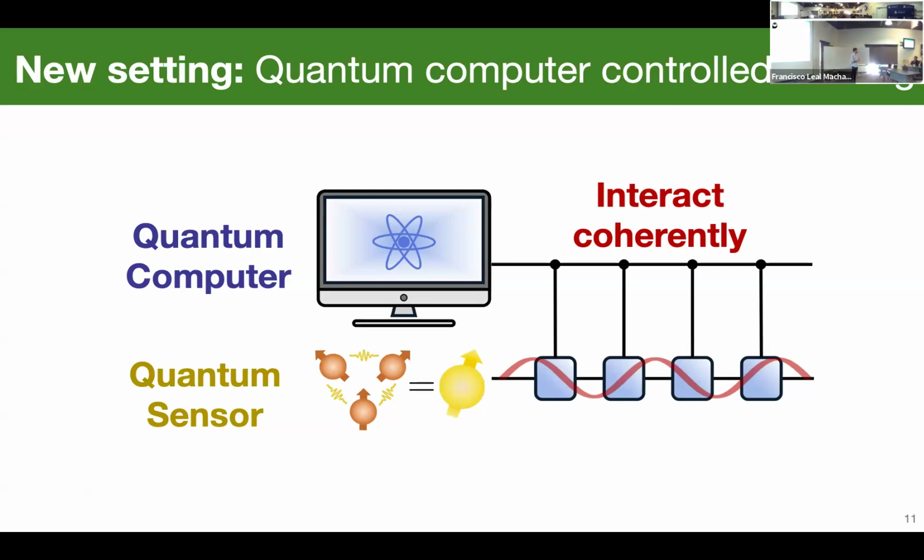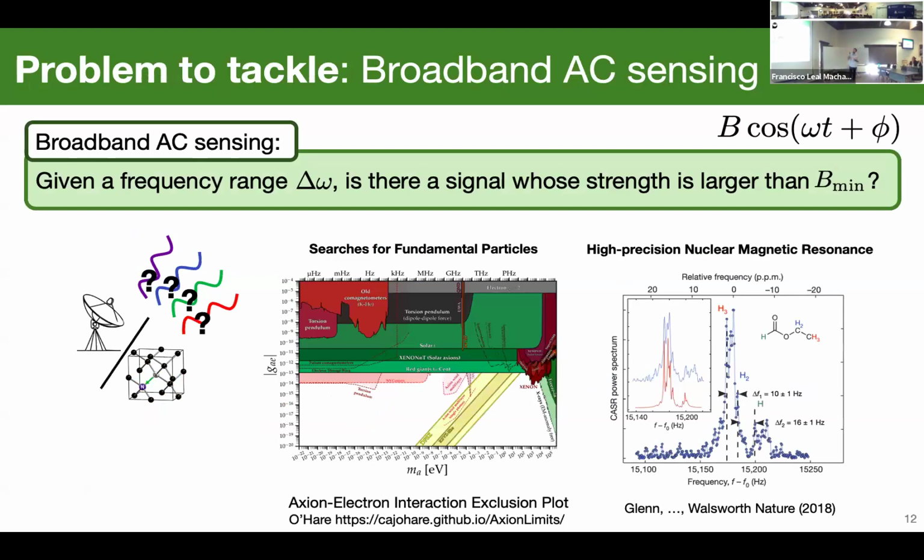And the setting that we'll try to think of, the problem we want to tackle, is this idea of broadband AC sensing. I told you that in terms of estimating fields and estimating parameters, we can't do better. So we need to think of a different problem. And a very useful problem to think of is this idea of trying to detect signals. So no longer trying to estimate the value of a parameter. It's more of a yes or no question.